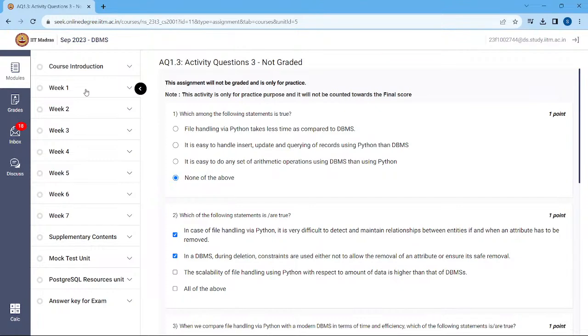So this is what the page looks like once you enter into the DBMS subject. We have various weeks. We have data released for week 7, but since I am starting this whole session from the start, I have to start from week 1, although we have covered till week 4 for quiz 2.